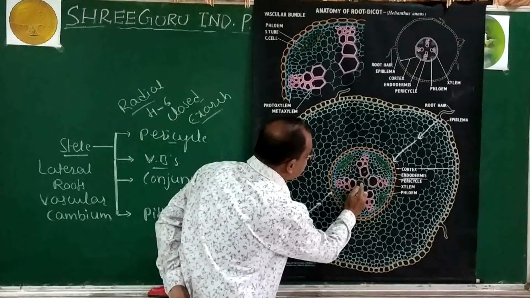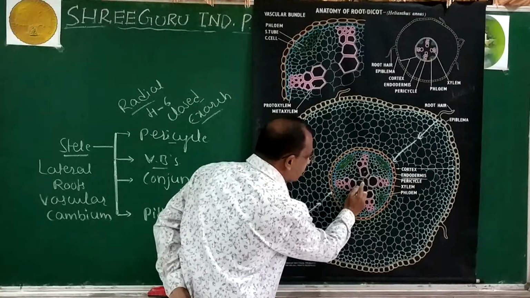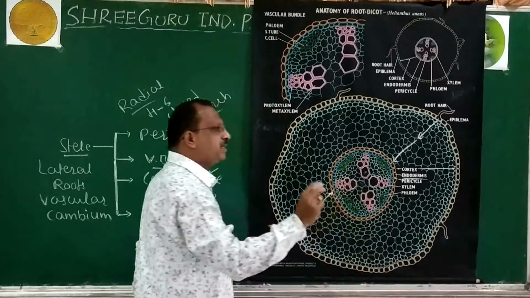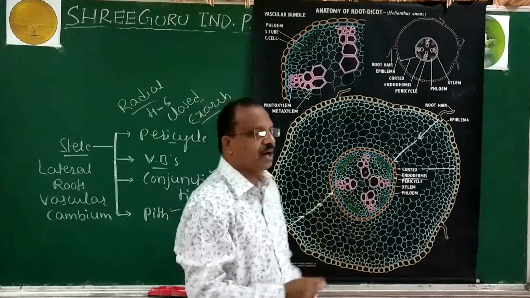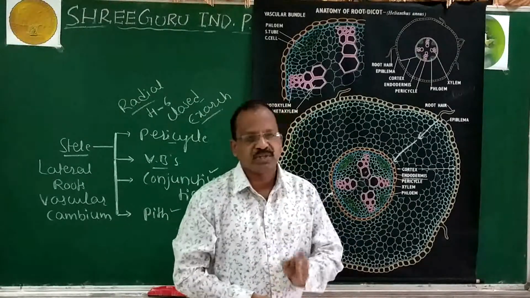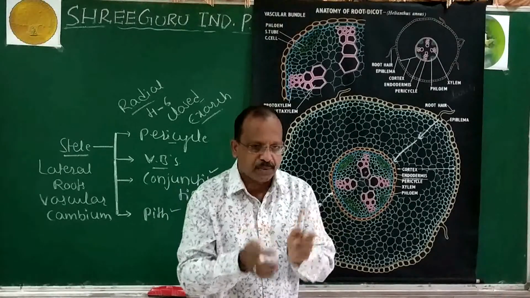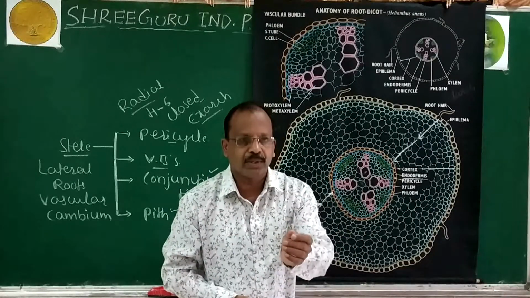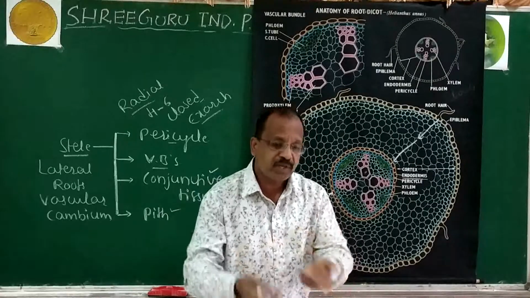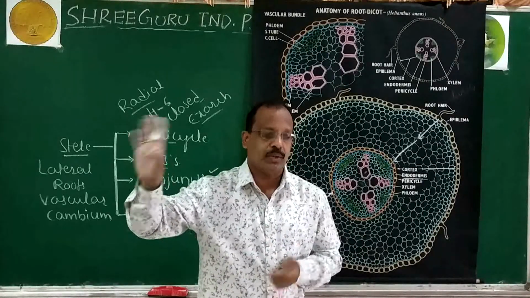Pith is the center region of the stele. It is composed of parenchyma cells. But pith is narrow in case of dicot root, but it is broad in case of monocot root. Okay.